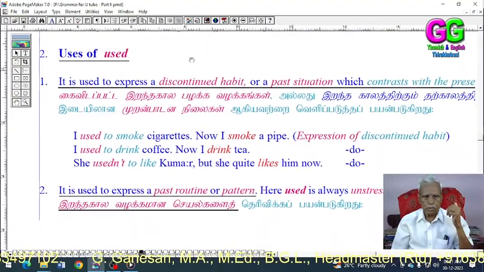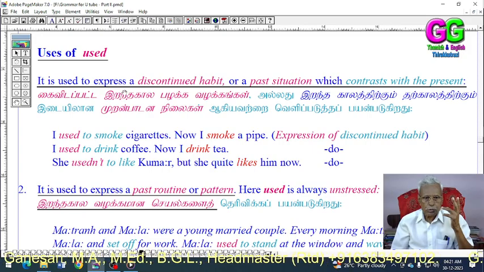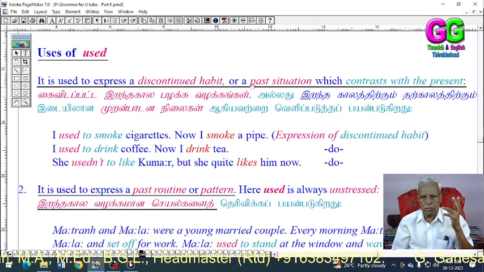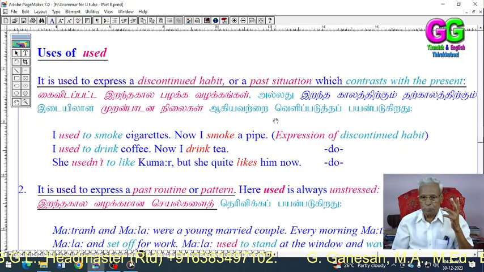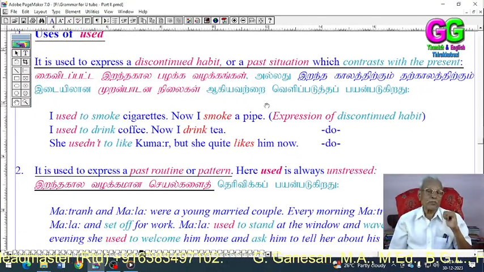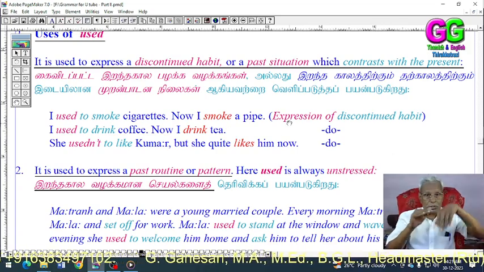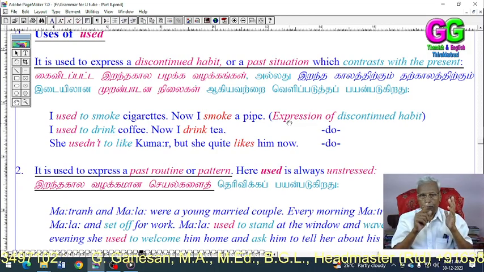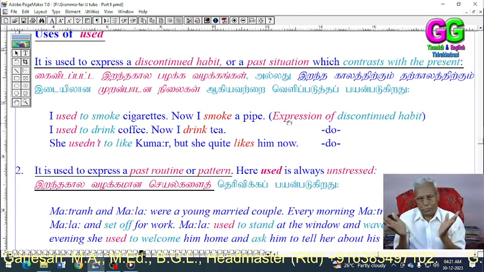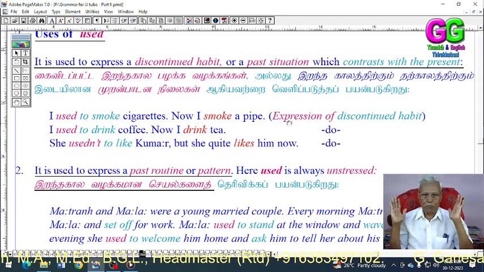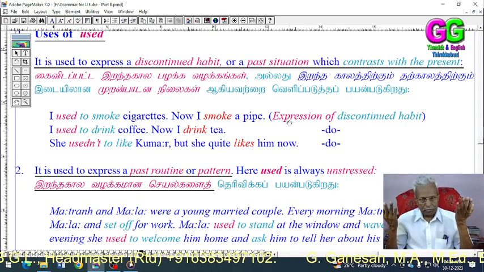Uses of used: there are three uses you are going to see. It is used to express a discontinued habit or past situations which contrast with the present. The first use is discontinued past actions. The second is the contrast between the past and present state of a thing.